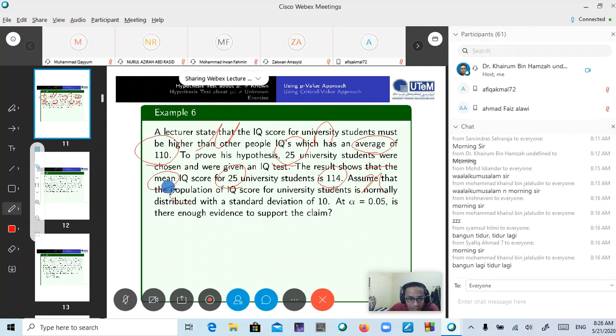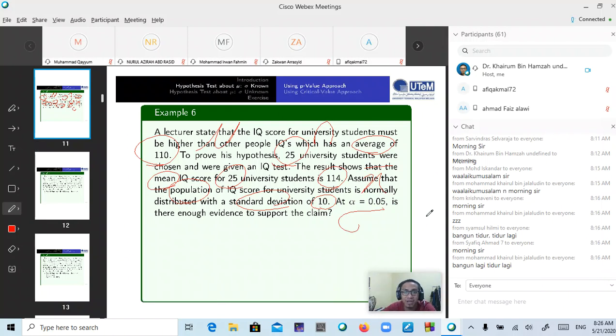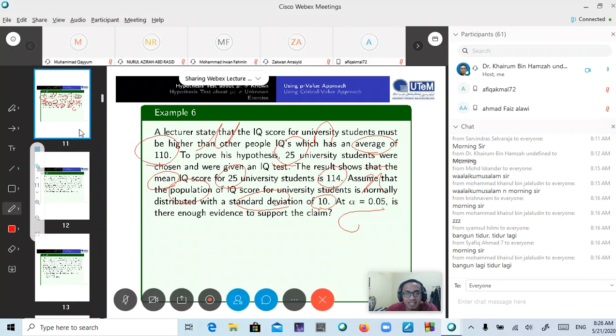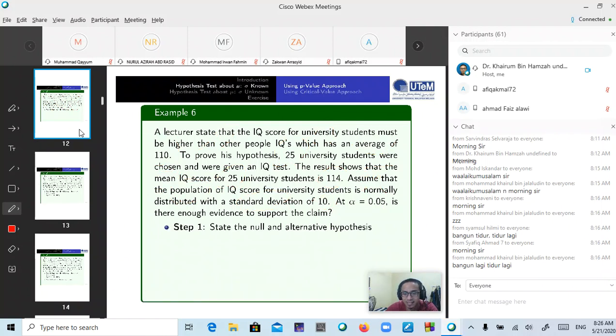Assume that the population standard deviation is 10. Maksudnya, standard deviation duduk dalam ayat population. So, yang dia bagi adalah sigma. Bila sigma, awak kena guna Z test. Okay. So, in this case, we are using the p-value approach. So, first of all, you need to identify what is your H0, what is your H1. Okay. State the null and alternate hypothesis.